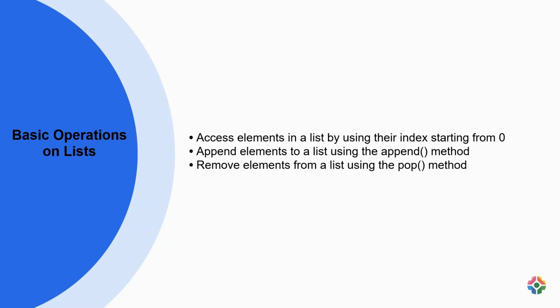To append elements to a list, employ the append method. For instance, appending the element new element to mylist is done by mylist.append(new element). To remove elements from a list, leverage the pop method. For illustration, mylist.pop() removes the last element from mylist.